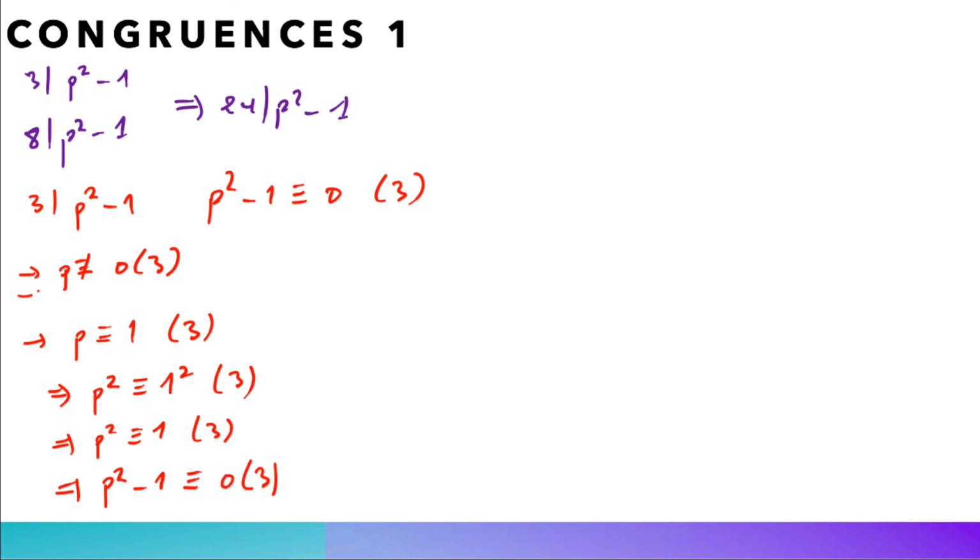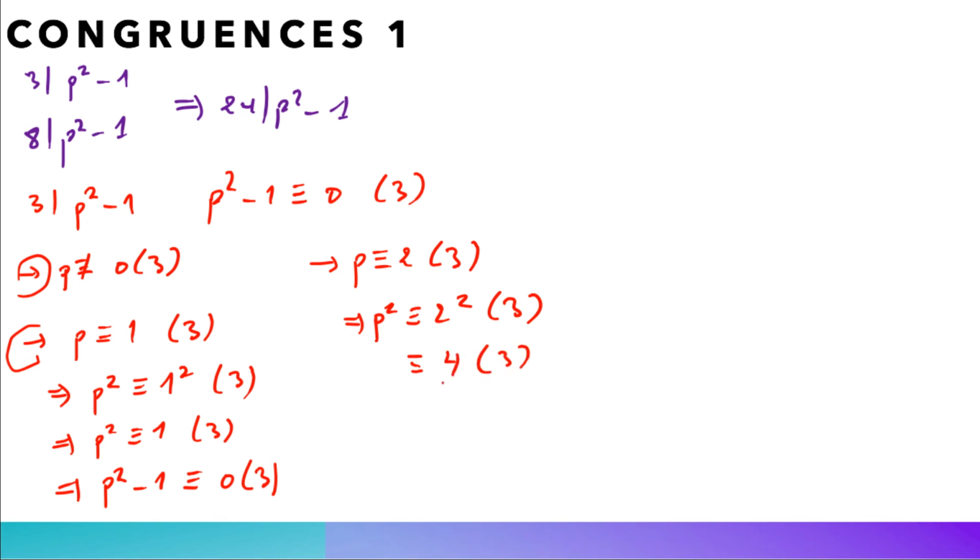3. Now this was the first case, this was the second case. Now the last case is when p is congruent to 2 modulo 3. We have that p squared is congruent to 2 squared modulo 3, and 2 squared is the same thing as 4 modulo 3, and 4 hours in a 3 hours clock is actually the same thing as 1 modulo 3, which means that p squared is congruent to 1 modulo 3, and this is the same thing as here, which gives us that p squared minus 1 is a multiple of 3. So in all cases, p squared minus 1 will be a multiple of 3.